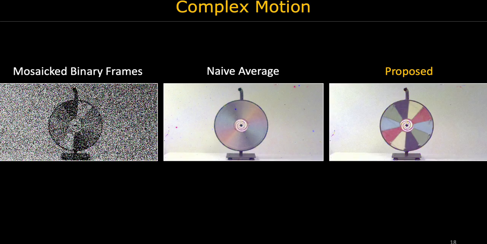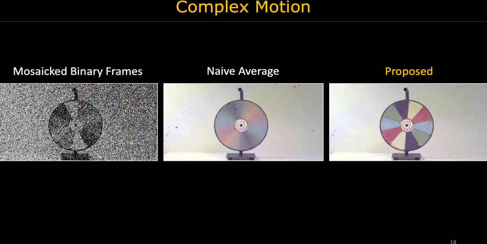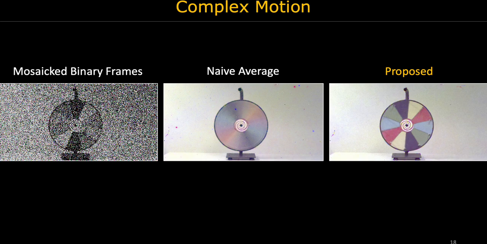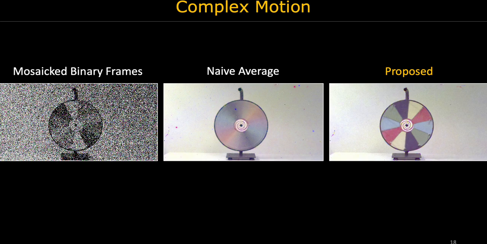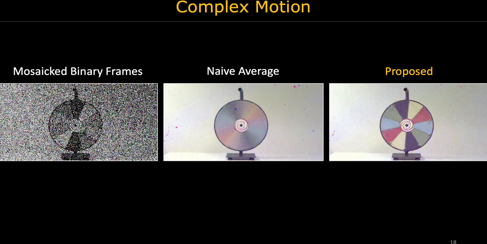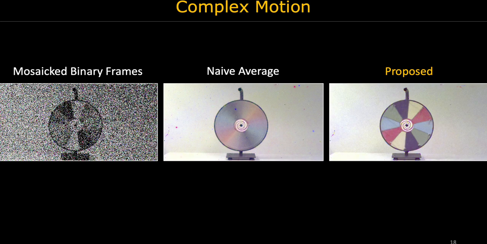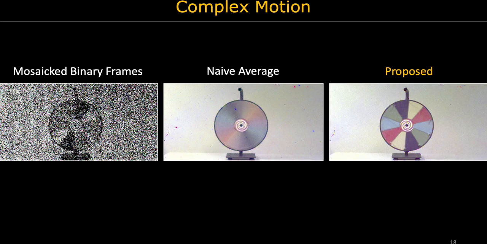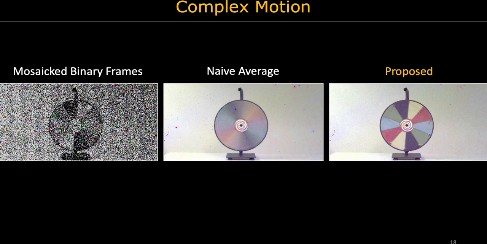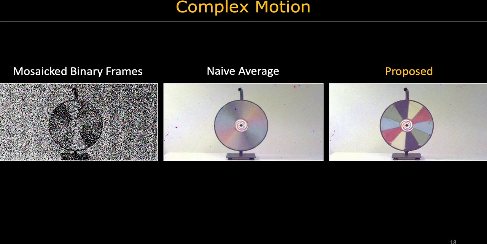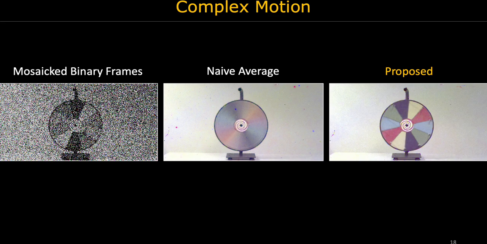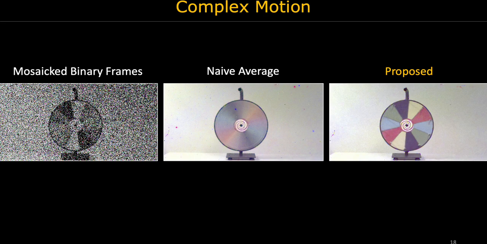Besides camera motion, the proposed method is also robust to complex scene motion. This example shows a rotating color wheel. A naive average of this sequence results in washed out colors. The proposed method makes minimal assumptions on scene motion and yet reconstructs an image with clearly separated colors.